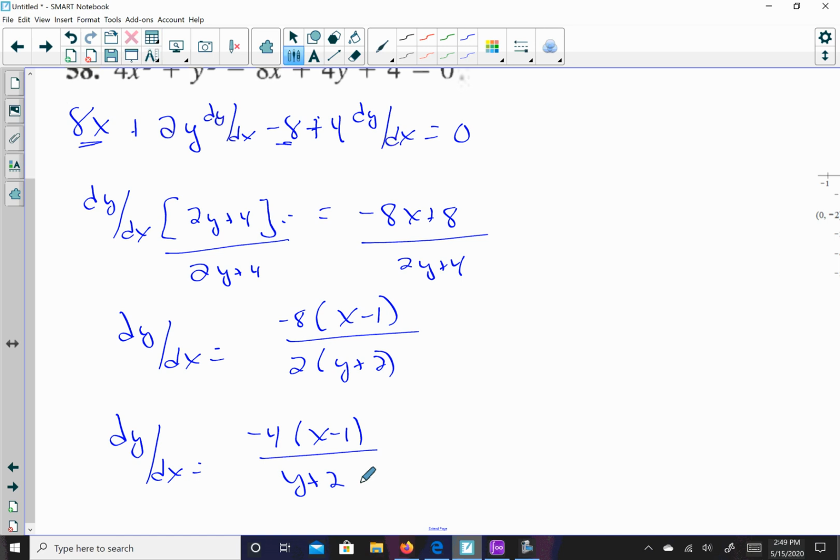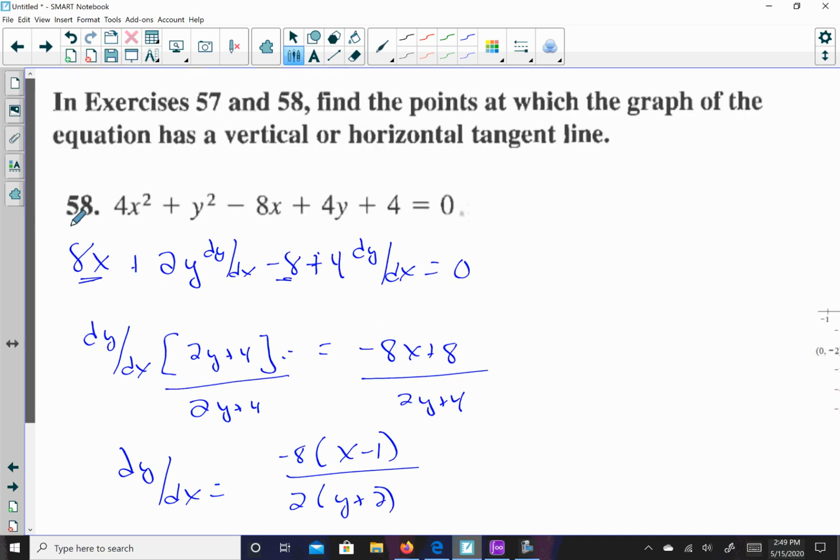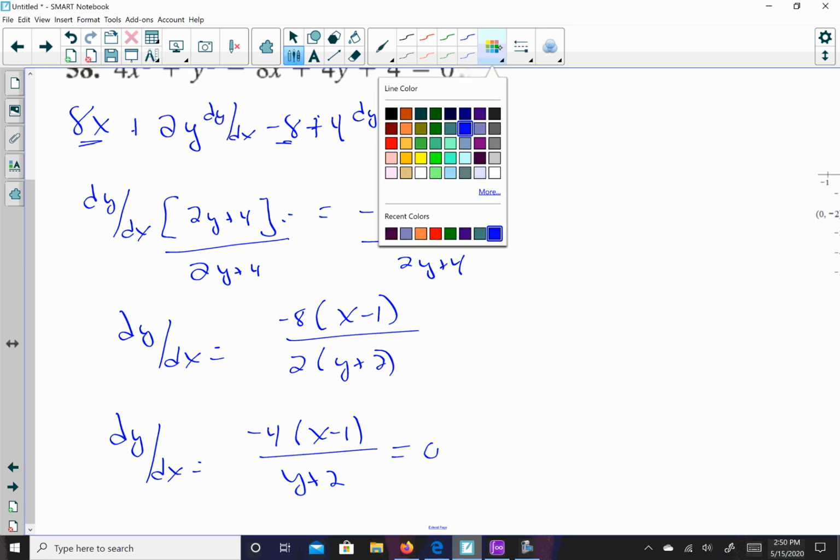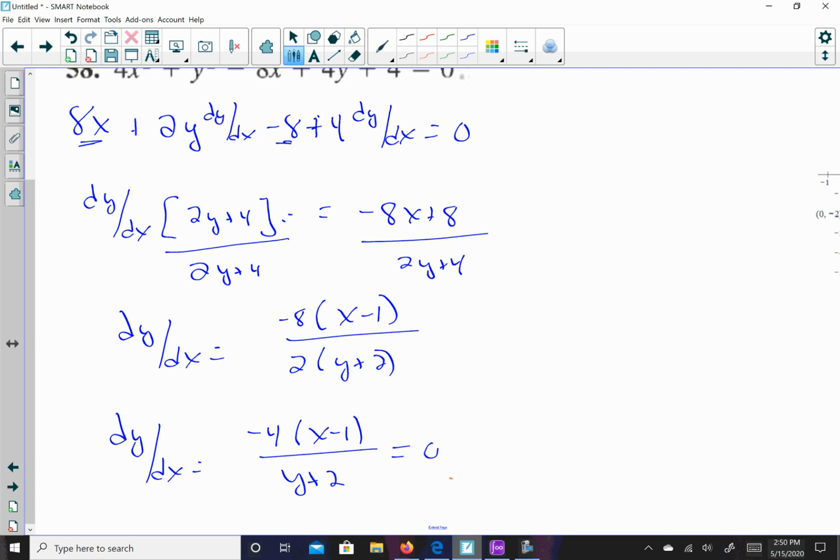So when the question's asking me, when do I have vertical or horizontal tangent lines? Well, horizontal are probably the ones that you're most familiar with. Horizontal means that your tangent line has a slope of 0. So to find those ones, I'm going to say, well, this has to equal 0. Well, in order for a rational function to equal 0, the numerator has to equal 0. So for the horizontal tangent lines, I'm going to set the numerator equal to 0. So this negative 4 times x minus 1 has to equal 0, which means x is going to equal 1.